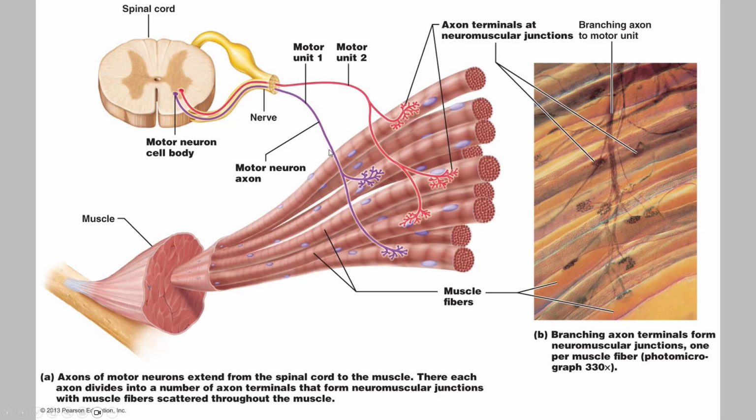If only the purple neuron sends an action potential, only these 2 muscle cells will contract. If only the red neuron sends an action potential, only these 3 muscle cells will contract. If both motor unit 1 and motor unit 2 neurons send action potentials, all 5 of those muscle cells will contract. So even though one nerve supplies one muscle, we can get different reactions based on how many of those neurons send action potentials.